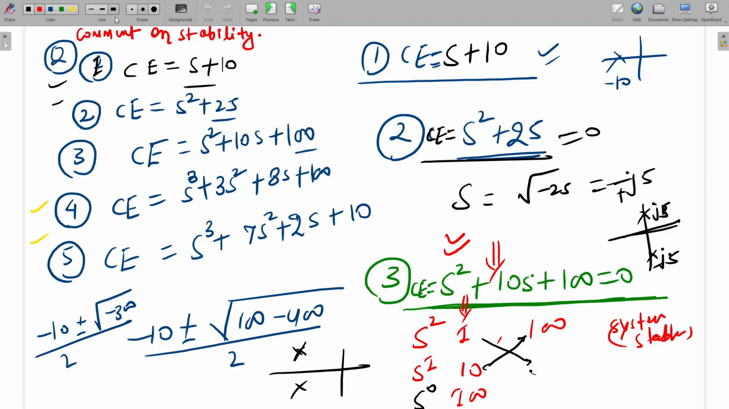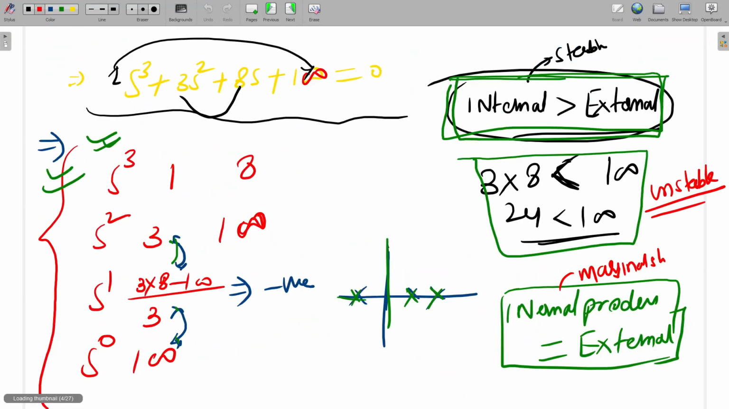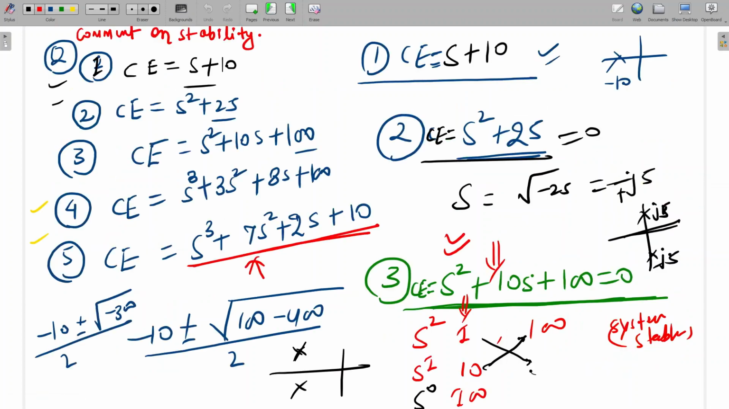Here SQ. So can you tell whether this will be stable or unstable? Last one. Whether this, directly we can see, already the rule I have told. This is stable. So here the internal product is 40, greater than external, so it will be stable. Stable means all poles will be in the left hand side plane.